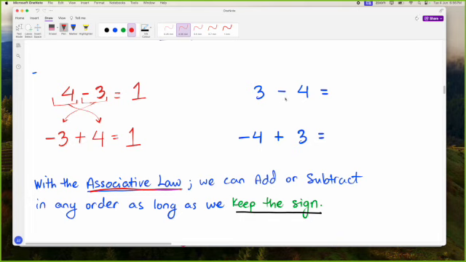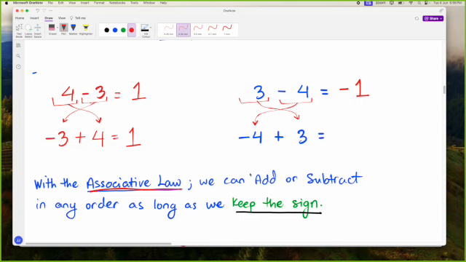Over here, I owe Kimberly $4, but I only have $3. So by the time I pay off Kimberly, before she sends people with cutlass and things, I'll pay her off the $3, but I'll still owe her $1. Look, I could take this minus 4 and I could put it on this side. I could take this plus 3 and I could put it on this side. We can rearrange the numbers.